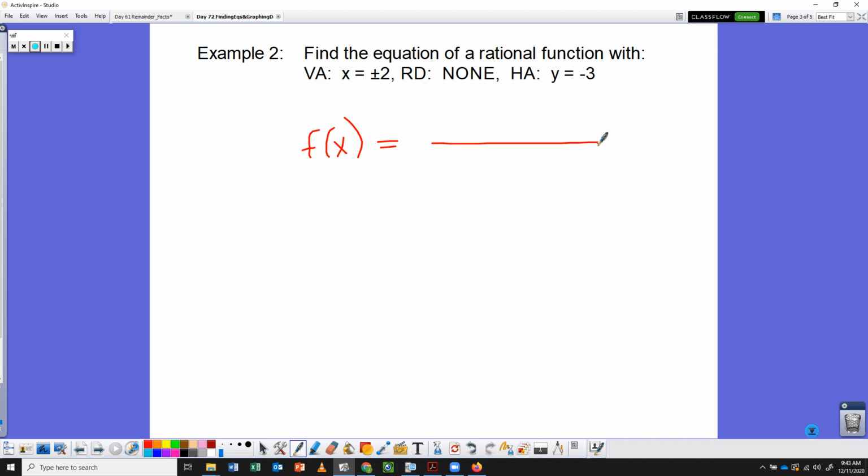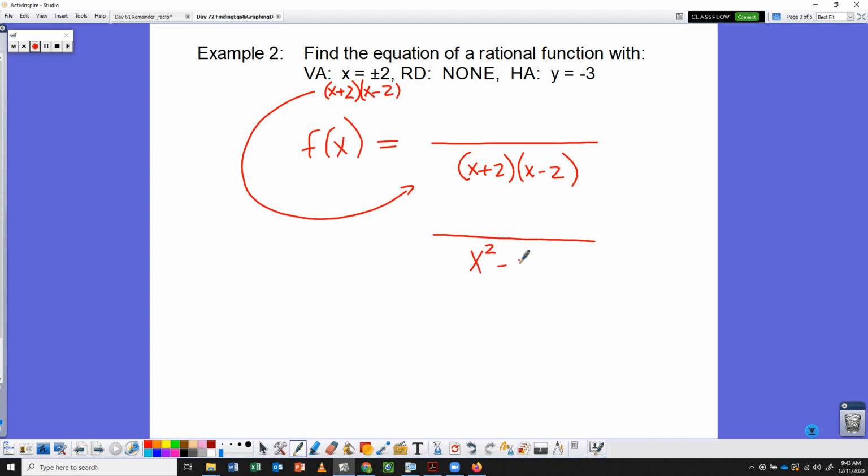So the fact that the vertical asymptotes are x equals plus and minus 2 means that the factors are going to be x plus 2 and x minus 2. Those both need to go only in the denominator, which when you multiply them together is going to be x squared minus 4. Removable discontinuities, none. What that means is there are no factors that are going to appear on both top and bottom. And then for horizontal asymptote, they want it to be y equals negative 3.